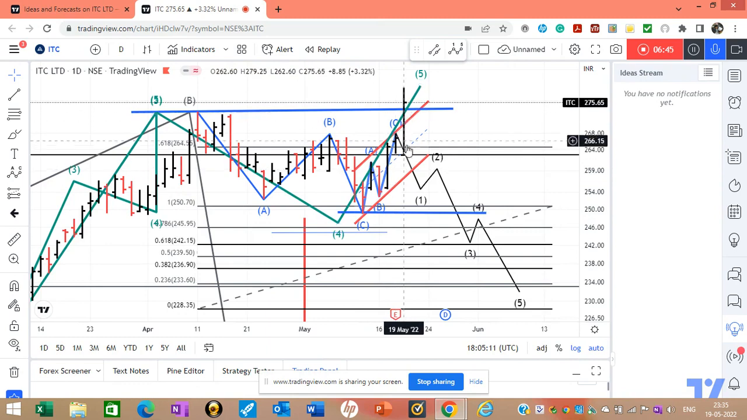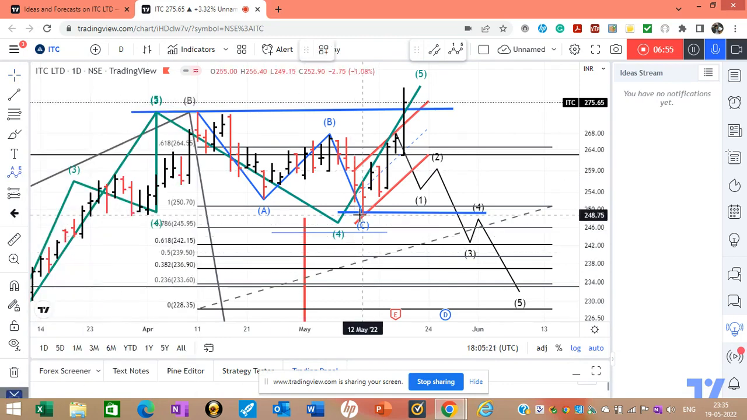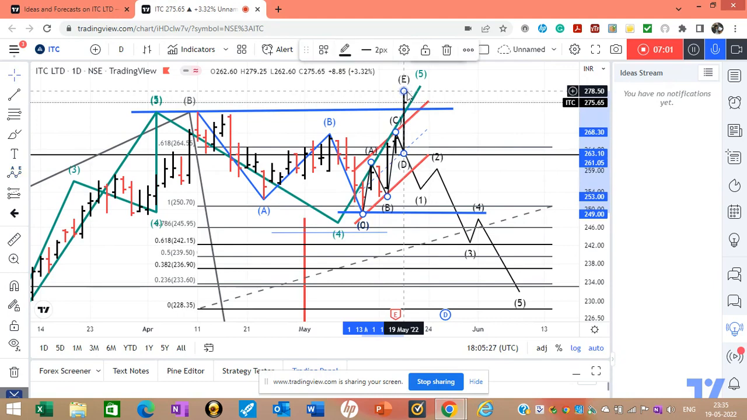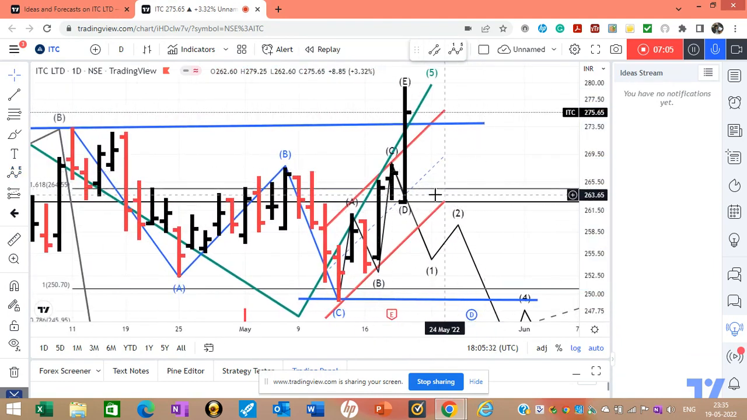So A, B, C, D, and E. This pattern would be like this: A, B, C, D, and E. This kind of pattern is formed, and this is an ending diagonal, and this is a signature mark. The last wave has a lot of volume, and it generally breaches the upper channel.